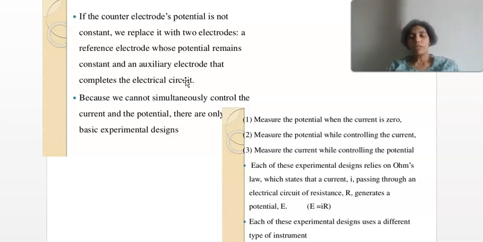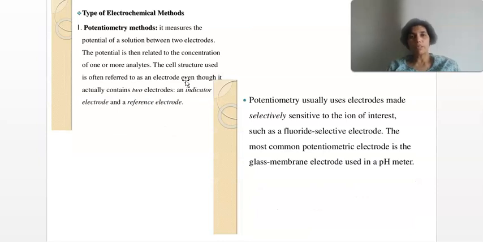Each of these experimental designs relies on Ohm's law. Ohm's law you might have studied in your 12th, V equals IR. Here V is shown as E, so E equals IR. Now each of these experimental designs uses a different type of instrument. Let's try to understand what it is.